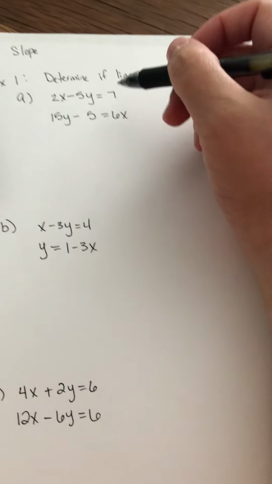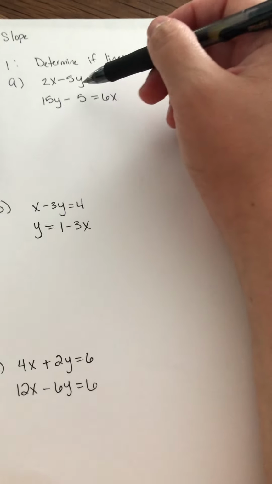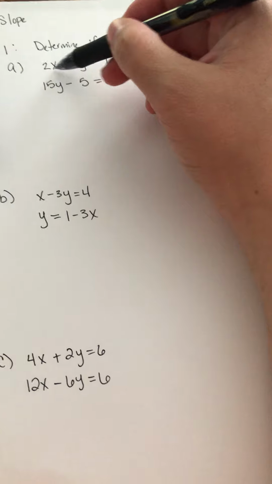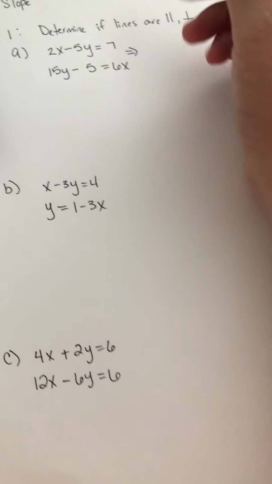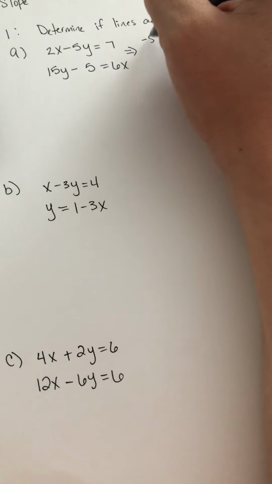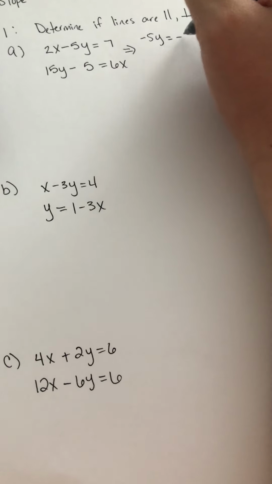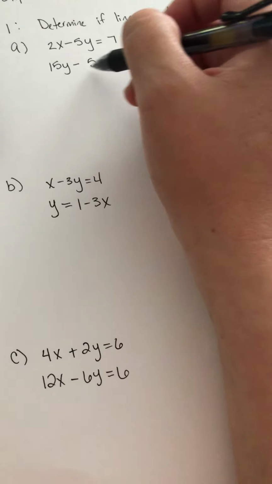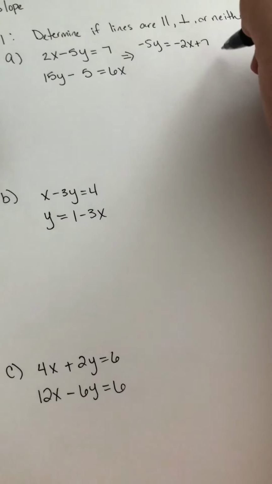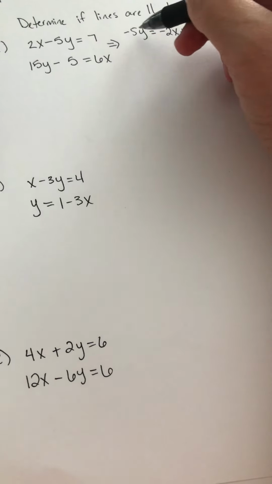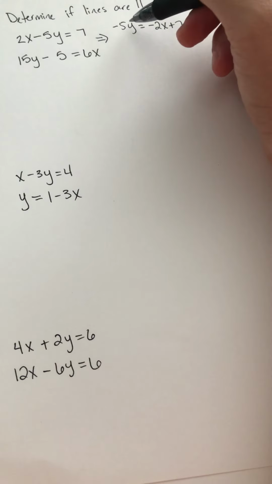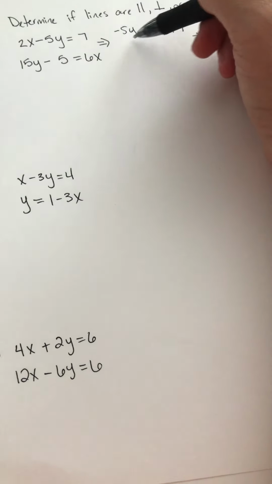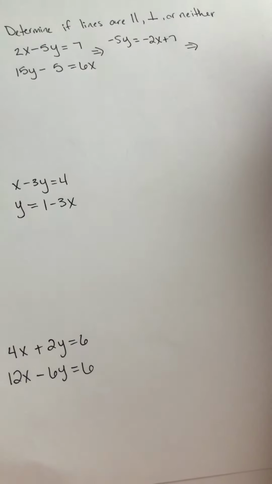So what I always do for problems like these is I solve both equations for y and then I compare the slopes. To solve the first equation for y, I need to subtract my 2x over. So I'm going to have negative 5y is equal to negative 2x plus 7. Now I have my y on one side and x and my number on the other side. So now I need to divide by negative 5 to get y by itself.